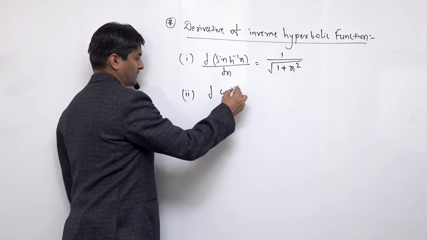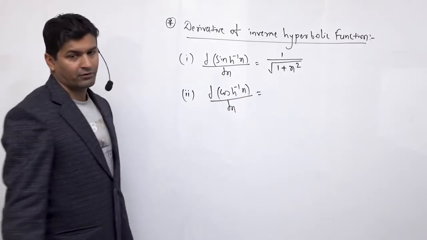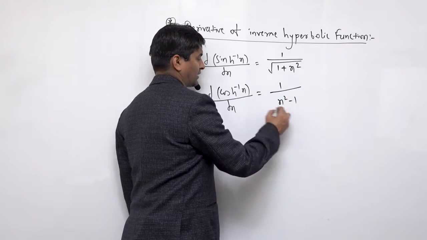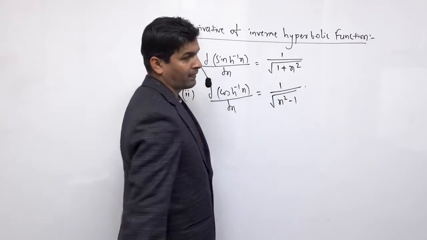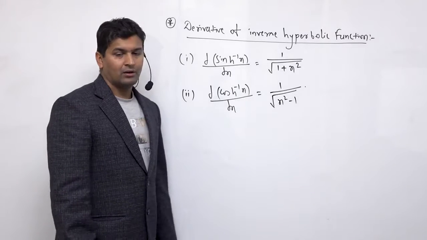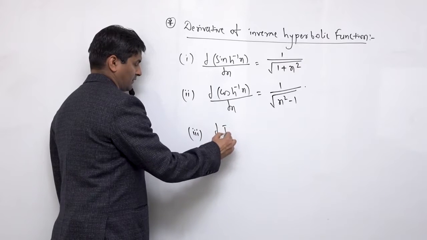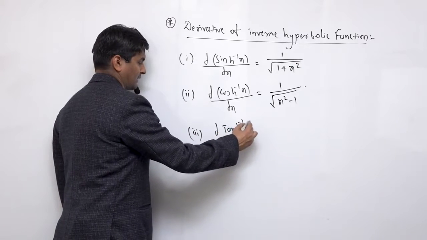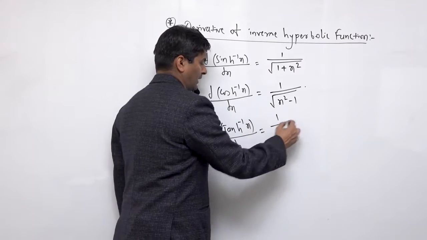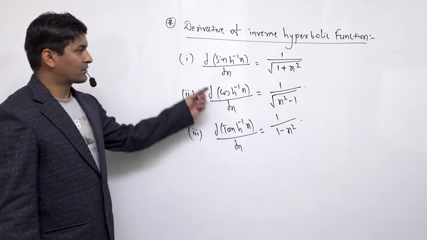Second, derivative of cos h inverse x with respect to x. Derivative of cos h inverse x is 1 by root over x square minus 1. And third, derivative of tan h inverse x with respect to x is 1 by 1 minus x square. These are the derivative of inverse hyperbolic function.